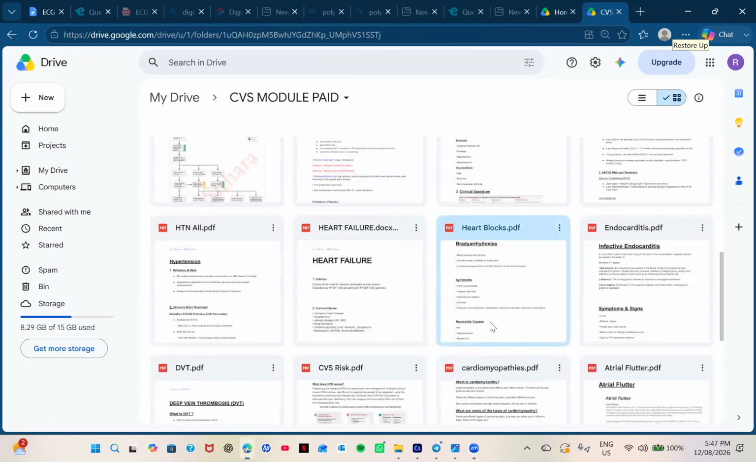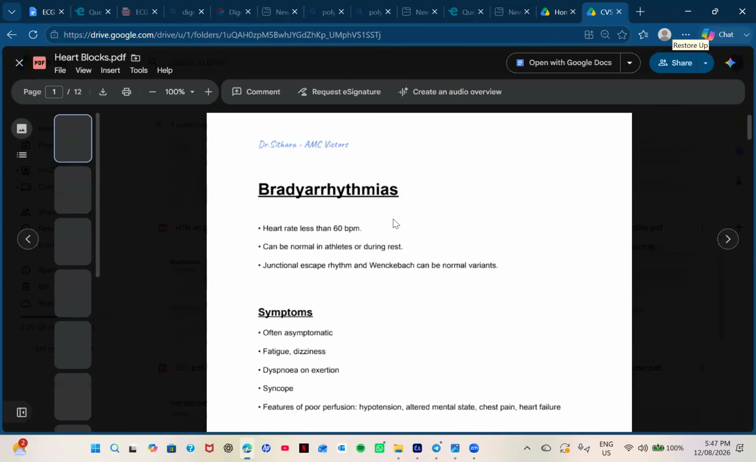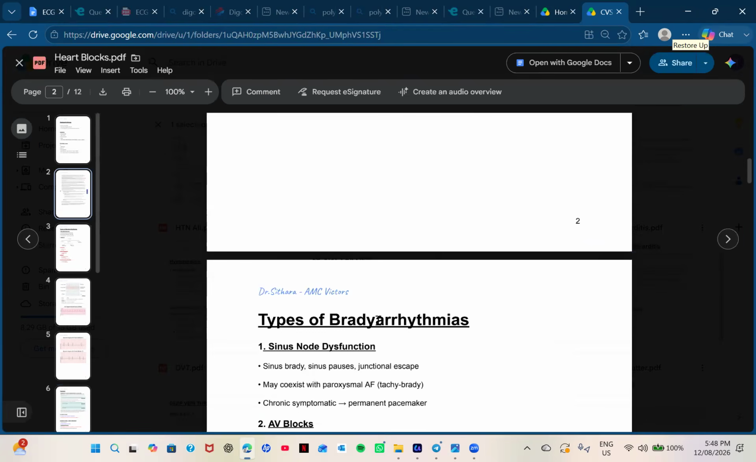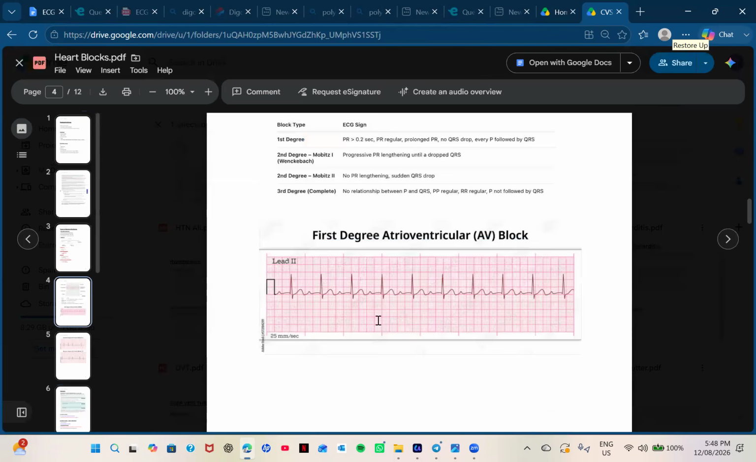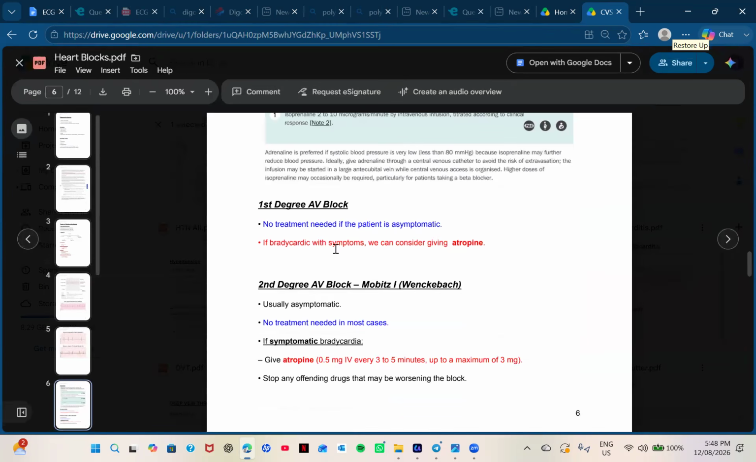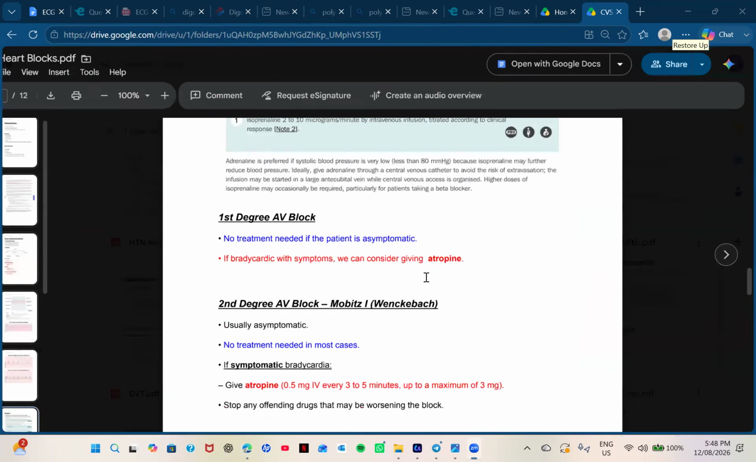Okay, heart block management. What is the management of first degree heart block, doctors? What do you need to do? So, first degree AV block, usually you don't need any treatment, right? If the patient is asymptomatic, no treatment. If bradycardic symptoms are present, you can consider giving atropine, okay?